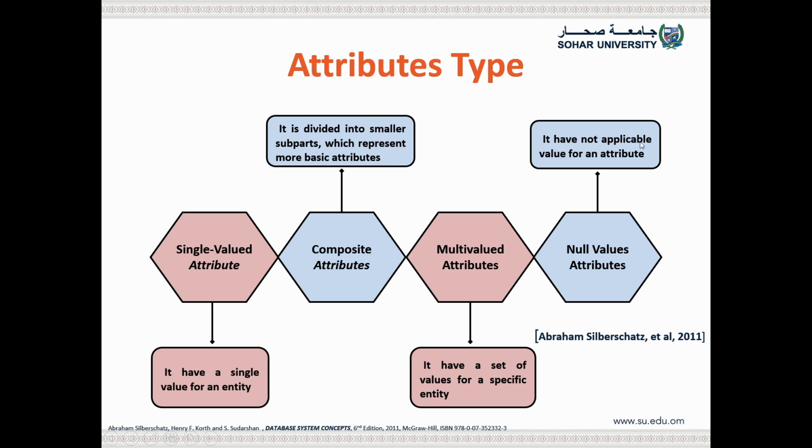What is this sentence? It has not applicable value for an attribute. This is incorrect. It is not applicable for an attribute. I don't know what this is. Null value. Null means zero. It means nothing.